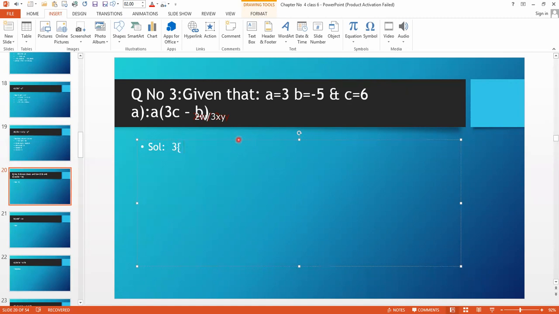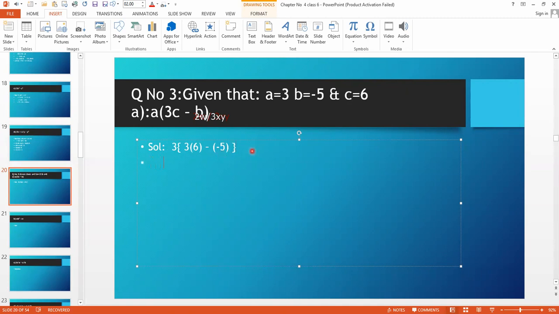Okay, and then 3C. This means 3, and then I have to use the round bracket. What is the value of C? It is given, that is 6. Okay, the value of A is 3, the value of C is 6, and the minus sign is given in the question. And what is the value of B, which is given? That is minus 5. I have to close all these brackets. Where are the brackets? Okay, clear? Now we move towards the next step.